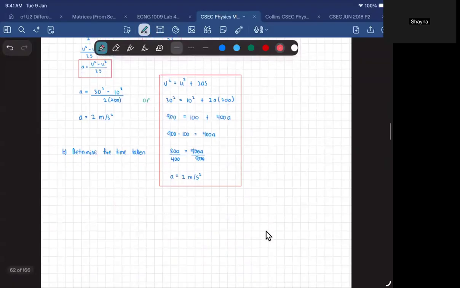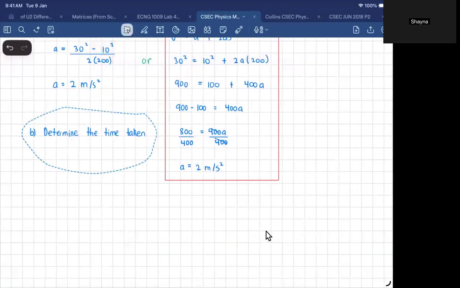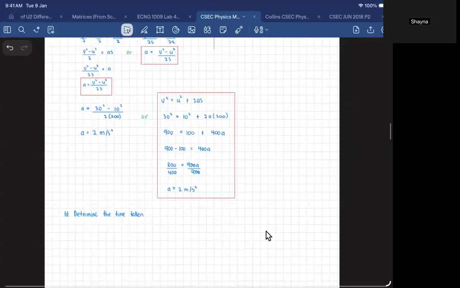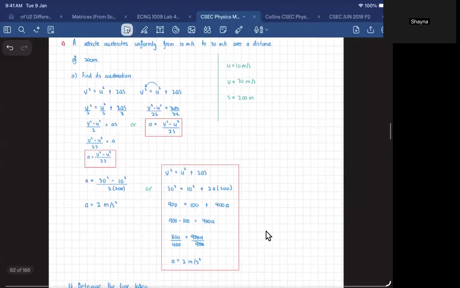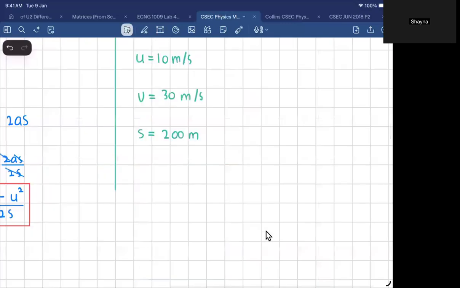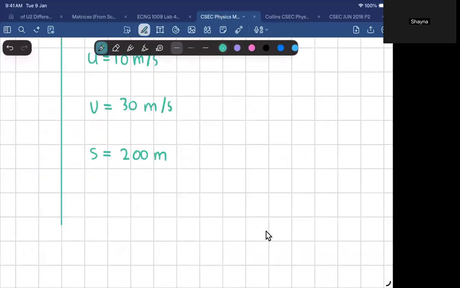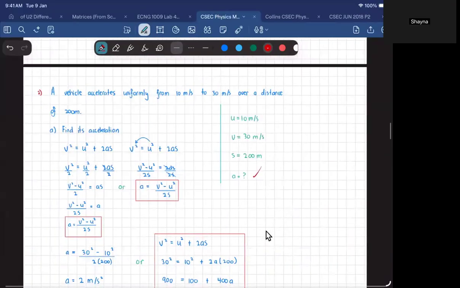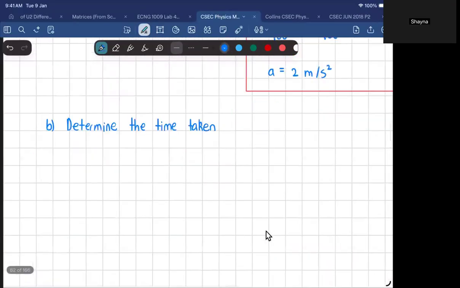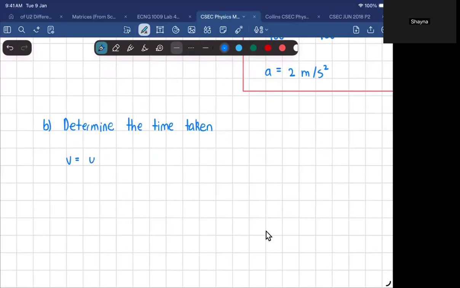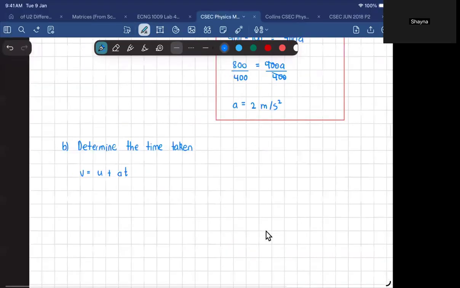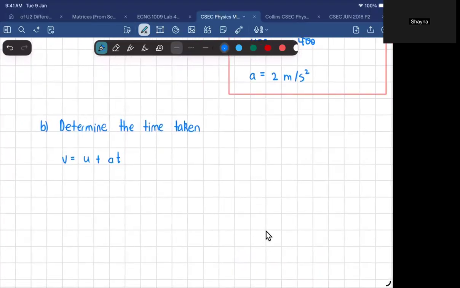Great. All right, part B. Determine the time taken. Right, so we need a formula with time. We have u, v, s, and we just found a. So a was equal to a question mark before, but now we know what a is. So we could use v equals u plus at. You want to make t the subject of the formula.